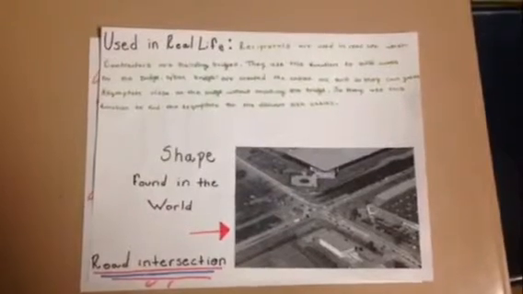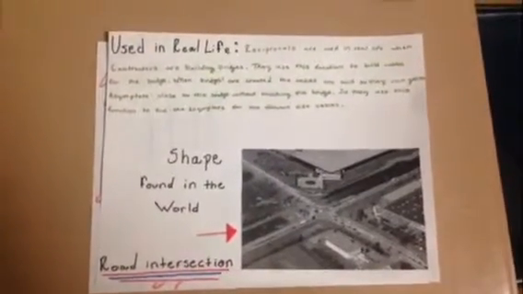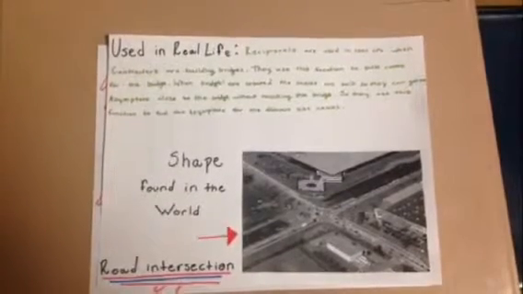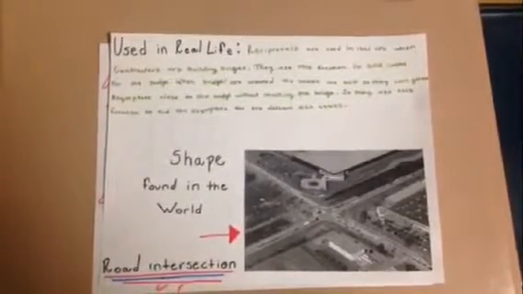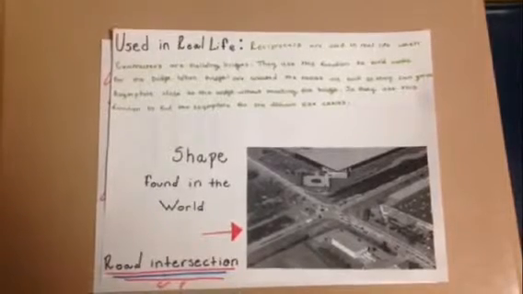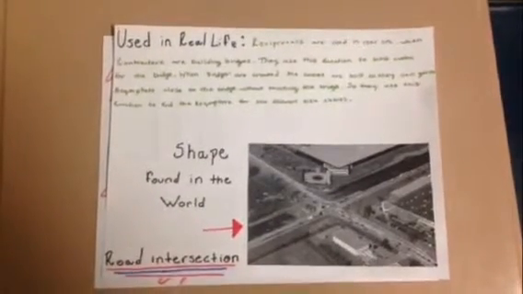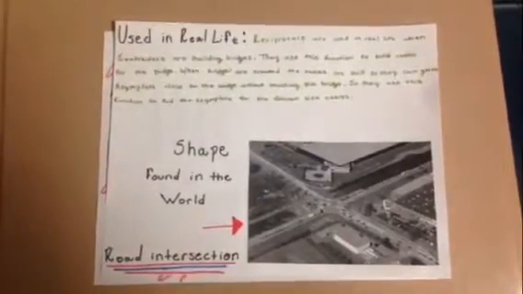Used in real life. Reciprocals are used in real life when contractors are building bridges. They use the fraction to build cables for the bridge. When bridges are created, the cables are built so they can get the asymptote close to the bridge without touching the bridge. So they use this function to find the asymptote for the different sized cables.